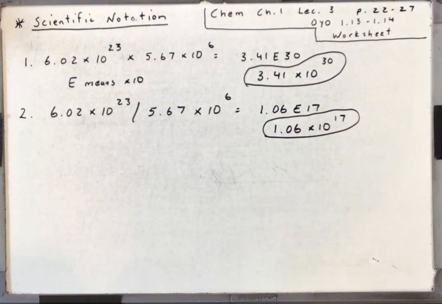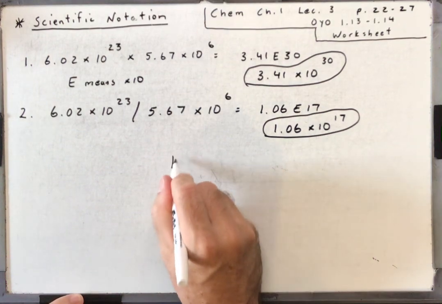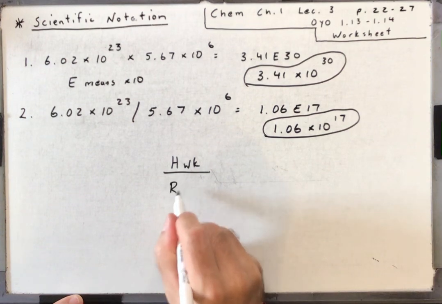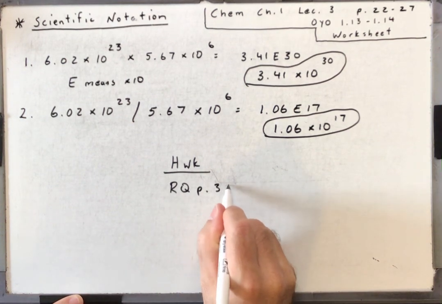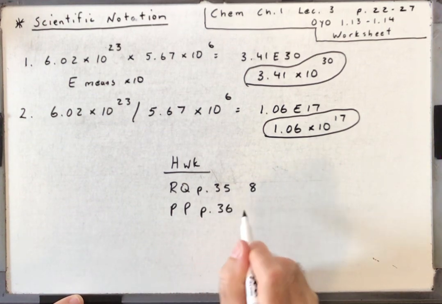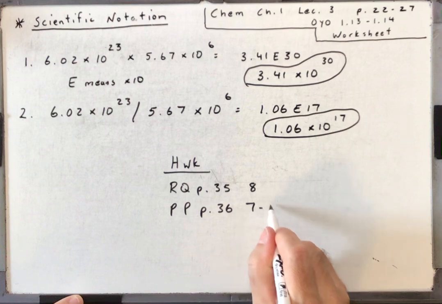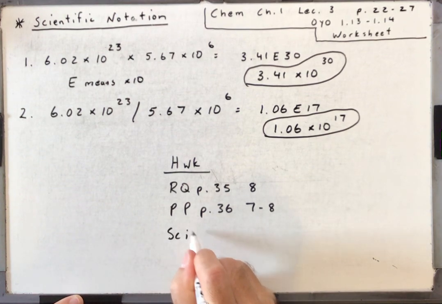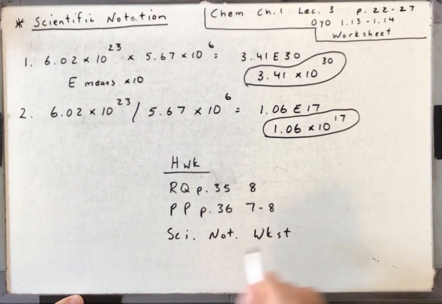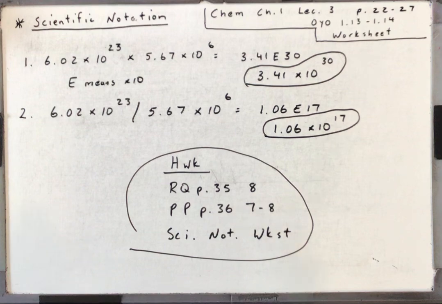All right, so the homework that this lecture covers, and this may be different than the homework that your teacher assigns, but the homework that this lecture would cover would be review questions on page 35, number 8, practice problems, page 36, number 7 and 8, and then the scientific notation worksheet. All right, that's what this lecture covers. But again, go by what your teacher tells you to do.